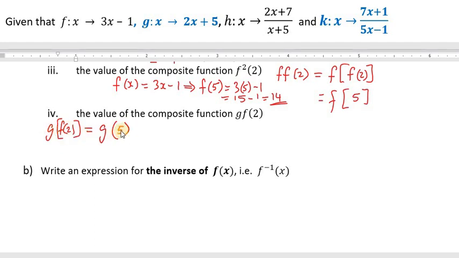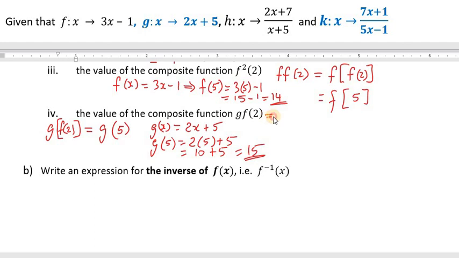Now which function do we enter 5 in? According to this, the g function. So the g function is what? 2x plus 5. And our x value here is what? 5. So it's g of 5, replacing x with 5, equals 2 times 5 plus 5. That gives us 10 plus 5, which gives us 15. So that's our answer. We can say g of f of 2 is equal to 15.